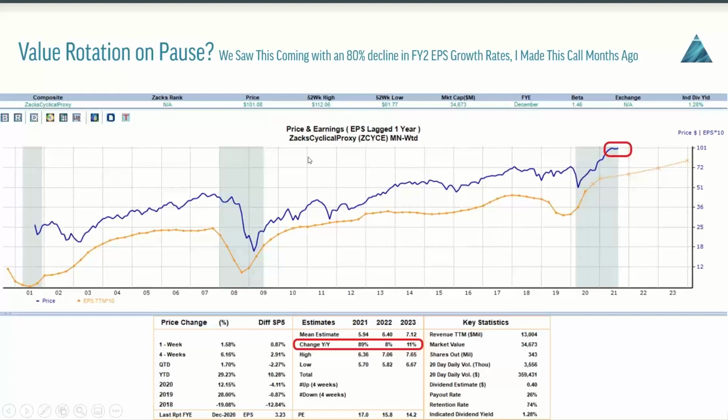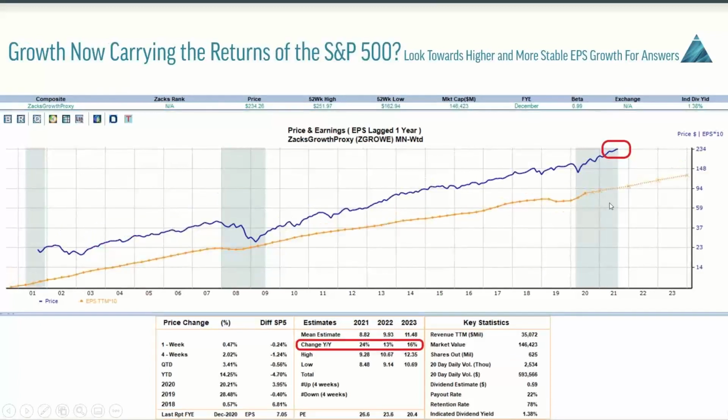So this is something that we saw coming. I made this call several times starting many, many months ago, and it was all predicated on these FY2 estimates basically being revised down to the 8% range coming off of almost 90% growth in 2021. So when that happens, obviously we would expect a little bit of a tapering in the PE multiple expansion, which is exactly what we're experiencing now. So what we're going to do is look for confirmation now of how the S&P 500 continues to reach new highs every single day, it seems, while the value trade is essentially on pause.